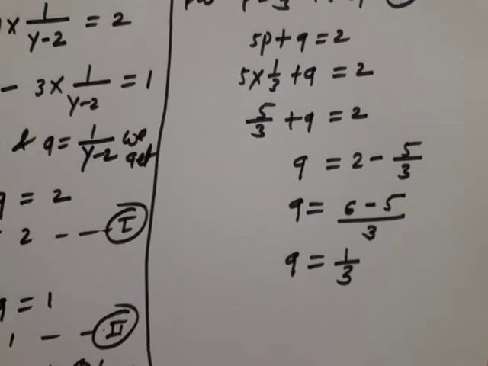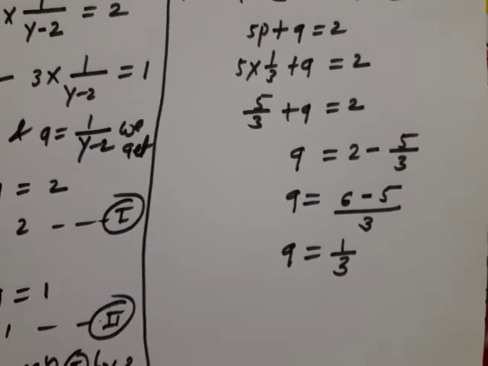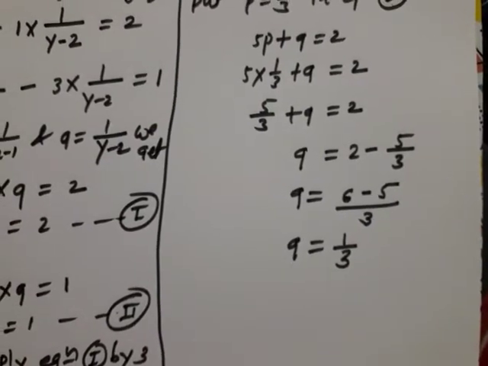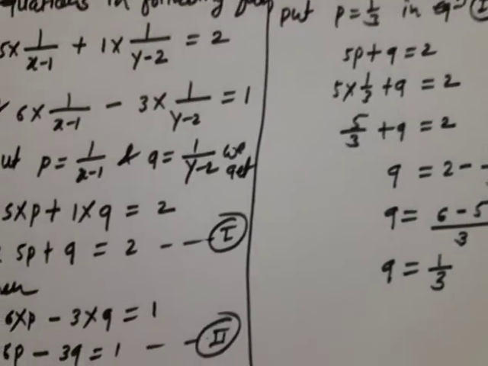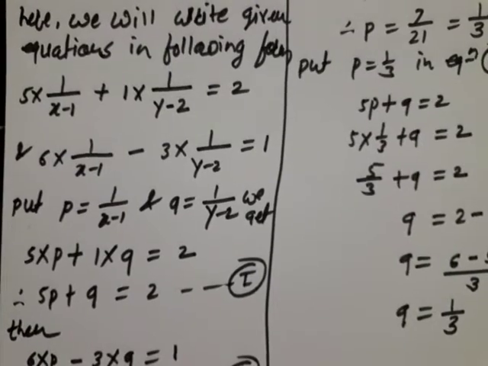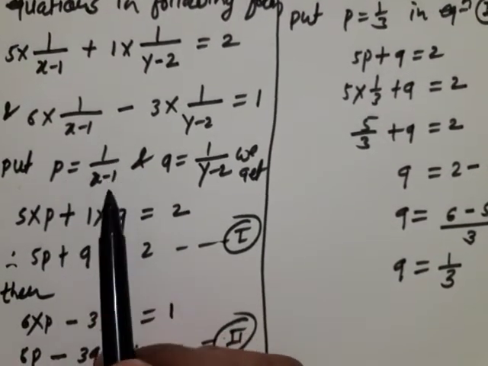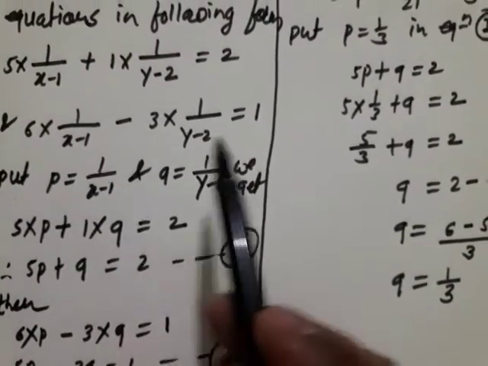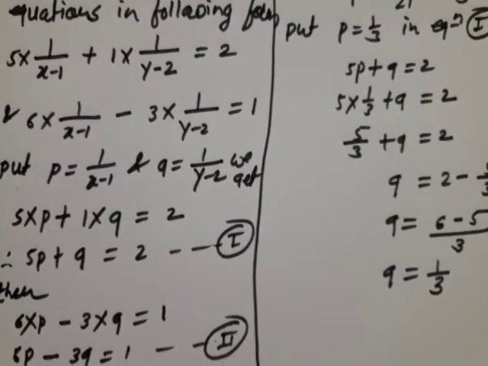That is, we got the value of p as 1 divided by 3 and the value of q also as 1 divided by 3. But this is not the final answer, as we know that. Then what is the final answer? We have to find out the value of x and y. X and y. Why do we have to find out the value of x and y? Look here. We have kept, instead of 1 upon x minus 1, p. And instead of 1 upon y minus 2, we have kept q. And this is not the final answer.